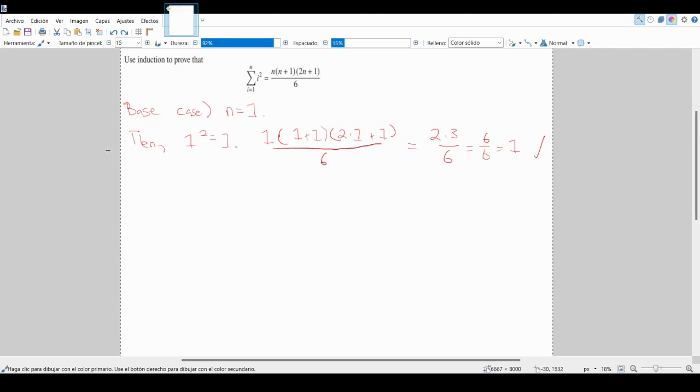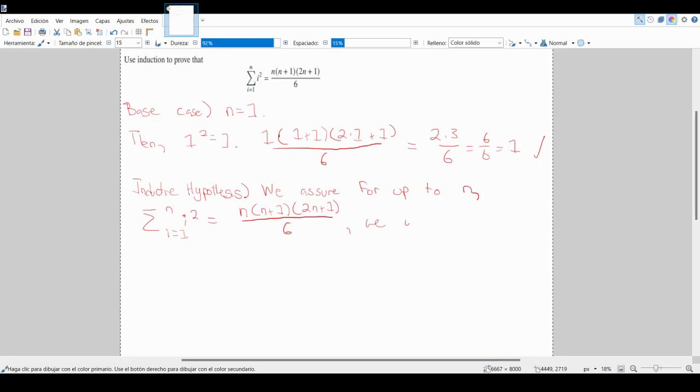Now, for our inductive hypothesis, we assume that for up to n, including n itself, the property that from i equals 1 to n, the sum of all the squares is equal to n times n plus 1 times 2n plus 1 over 6.